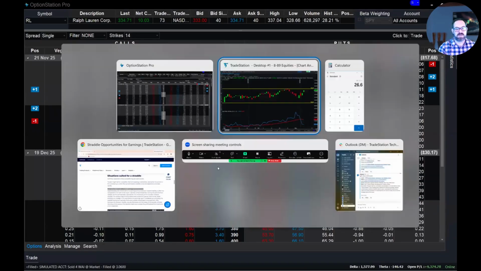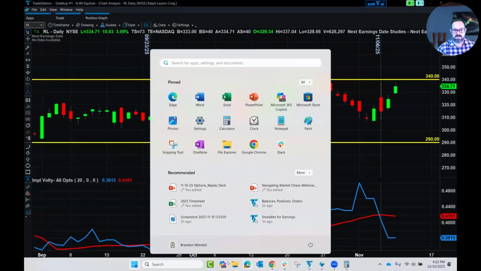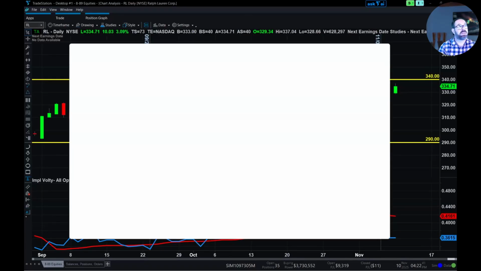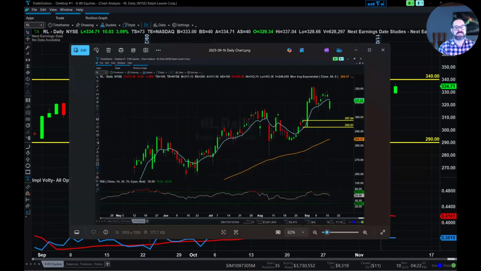At the time of entry, I'm not sure if I still have a picture of it. Let me see if I can find it, apologize. I should be able to find it pretty quickly if I have it. And let's see, trades, RL. Okay, I think I do have it. There we go. And let's see. Oh, that was before. That was the 16th.